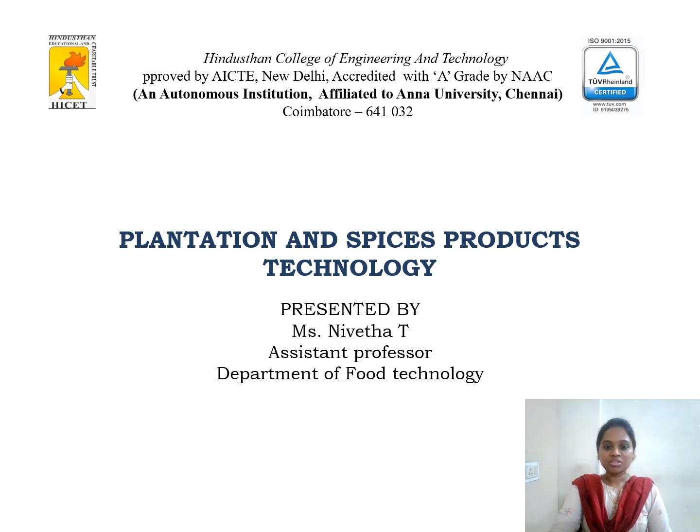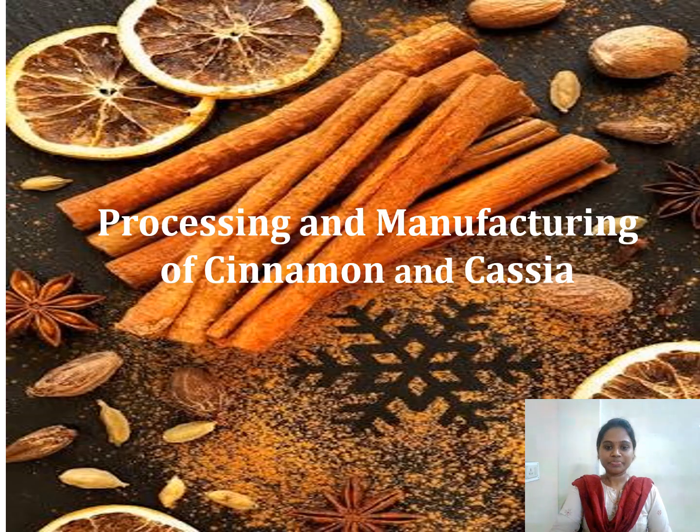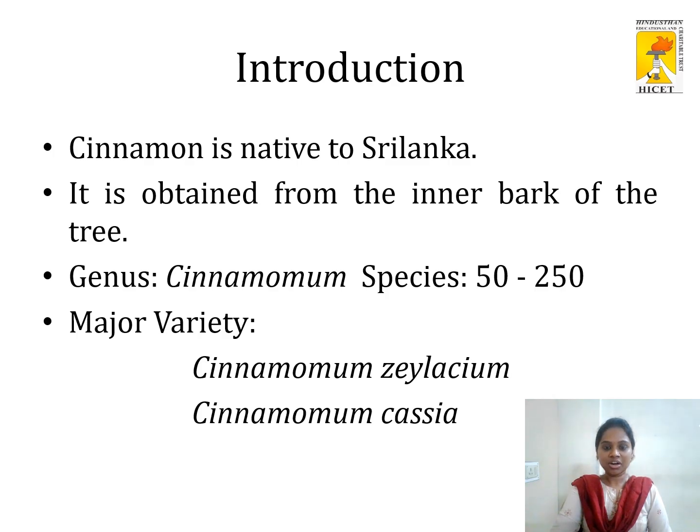So in this lecture, we are going to see about a topic in the course, Plantation and Spices Products Technology. So the topic is processing and manufacturing of cinnamon and cassia. We all know that cinnamon and cassia are a spice product. So cinnamon and cassia are native to Sri Lanka and it is obtained from the bark of the tree. It belongs to the genus Cinnamomum. It has about 50 to 250 varieties. So there are two major varieties like Cinnamomum zeylanicum and Cinnamomum cassia.